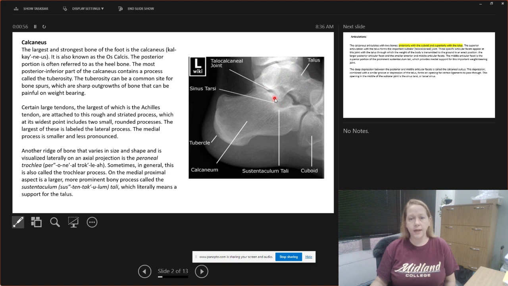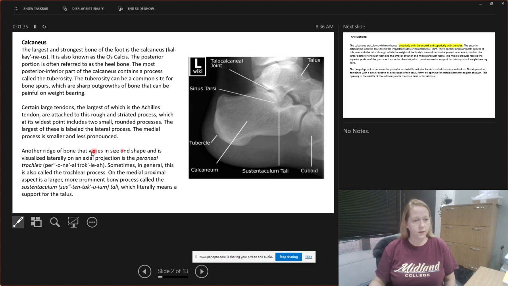Now, the sinus tarsi is this area right here. It's the little groove. And this would be the talocalcaneal joint. So the word itself tells you where it is, talocalcaneal joint. This bone is the cuboid. You have a lot of little tendons up in here, and the biggest one that you have an attachment for is the Achilles tendon, which attaches right here. The Achilles attaches from the back of your leg down here to your calcaneus.